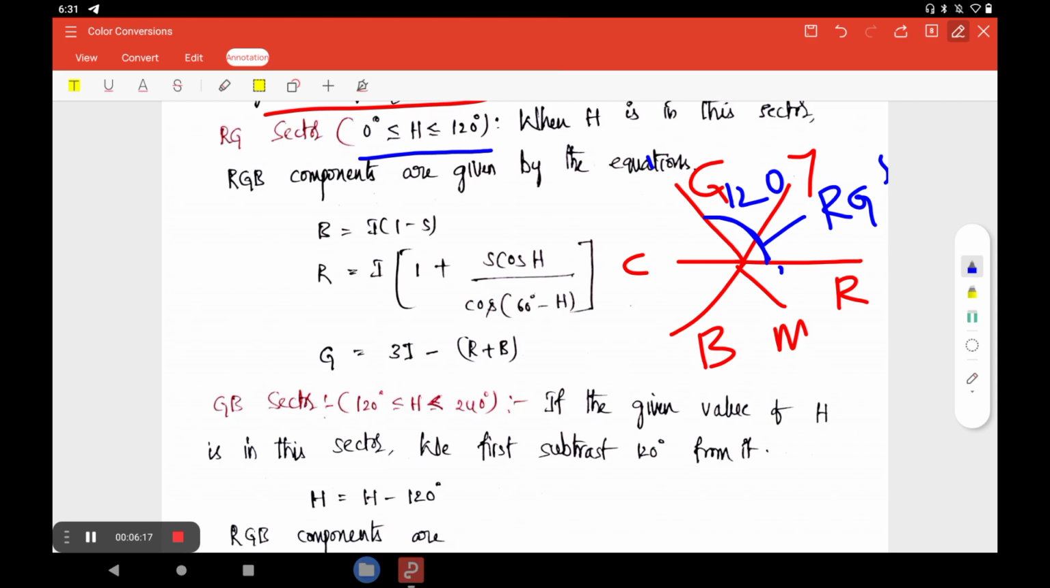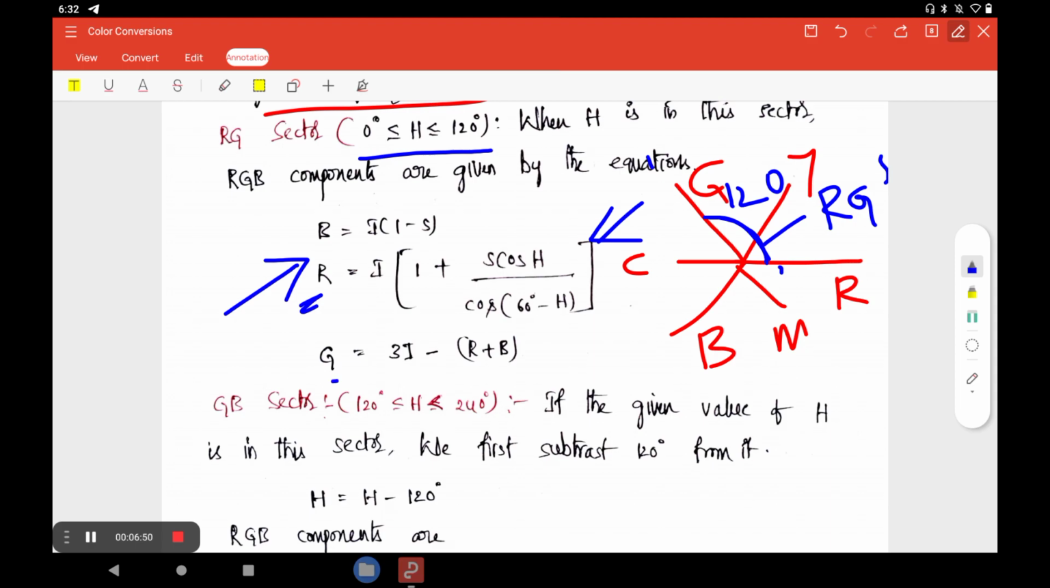So generally, S is nothing but saturation, that is nothing but how much the color is diluted from pure white. So just you have to take the corresponding values into consideration. This is a formula for taking the corresponding R value in the RG sector. Just you have to remember this formula. It is similar for all cases. Just you have to change the corresponding variable, where R is equal to I into 1 plus S into cos of H by cos of 60 degrees minus H.